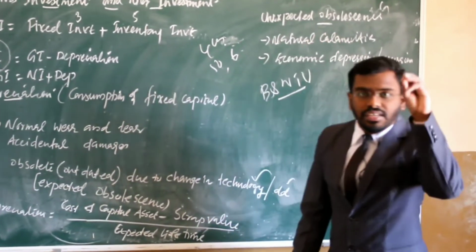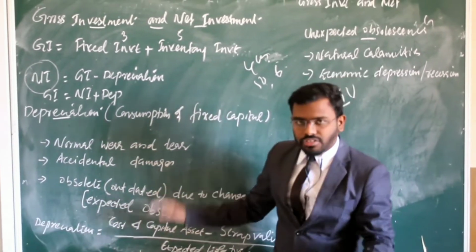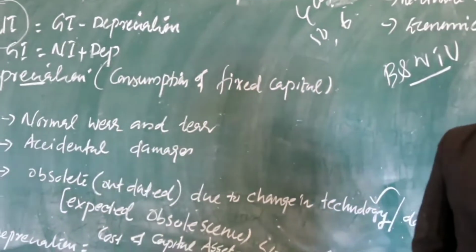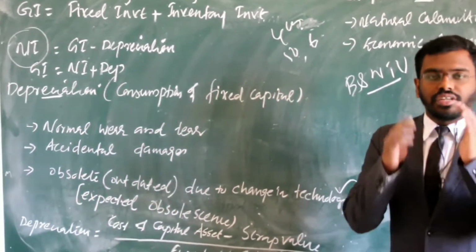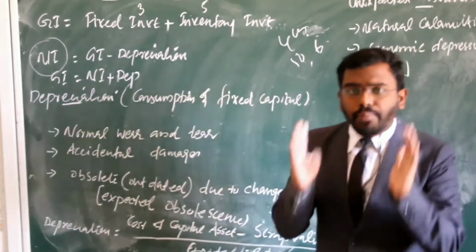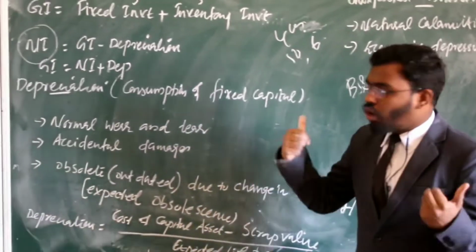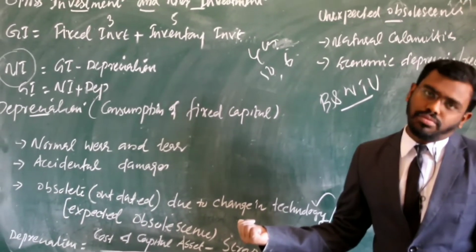So mainly 3 reasons are there for depreciation. First one, normal wear and tear. Second one, accidental damage, and third one, expected obsolescence. Okay, so simply, depreciation is the loss of value of an asset due to normal wear and tear, accidental damage and expected obsolescence.